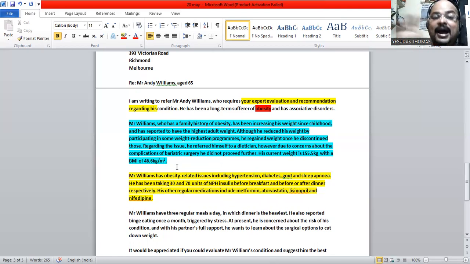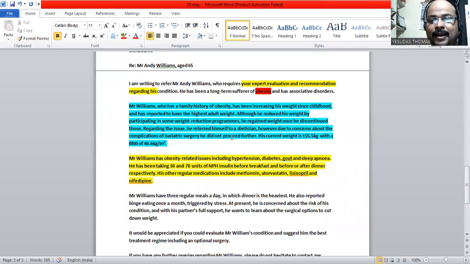So this paragraph, which is highlighted in blue, is exclusively regarding obesity and weight. Now, what we have written in the second part is the associated disorders. So he has not only obesity, but has some other problems, hypertension, diabetes, that's also lifestyle diseases, which co-present with the obesity. What comorbid conditions did he have? He has hypertension, diabetes, gout, and sleep apnea. And these are very, very related to lifestyle diseases. The most common lifestyle disease is obesity.